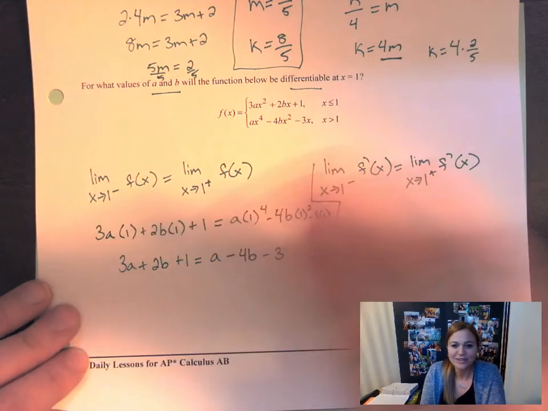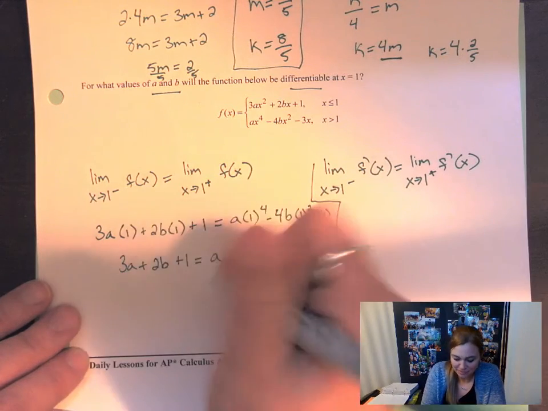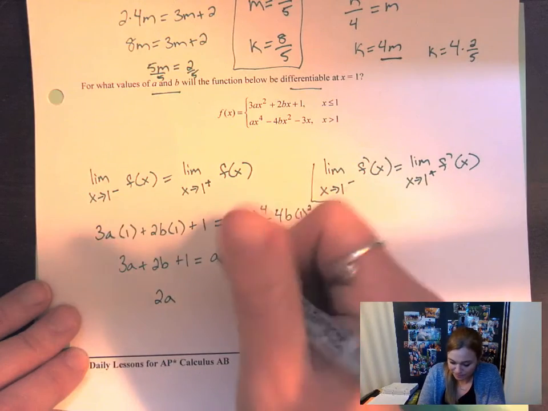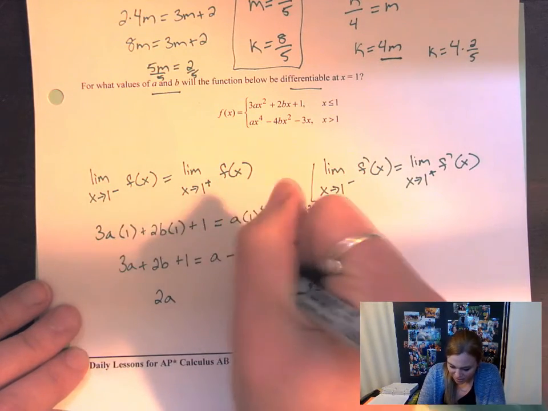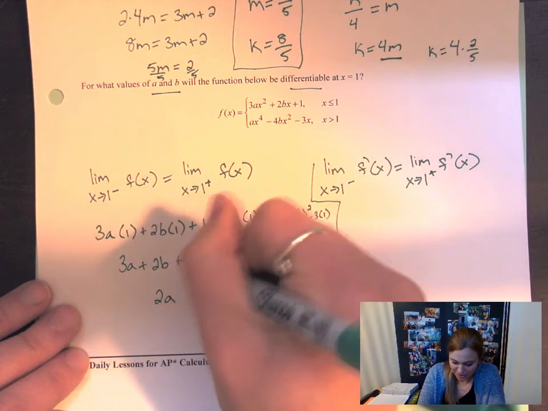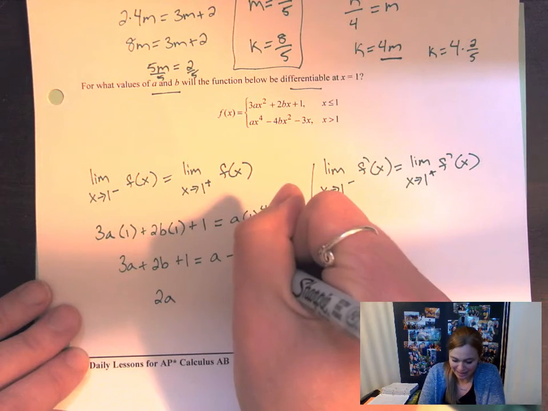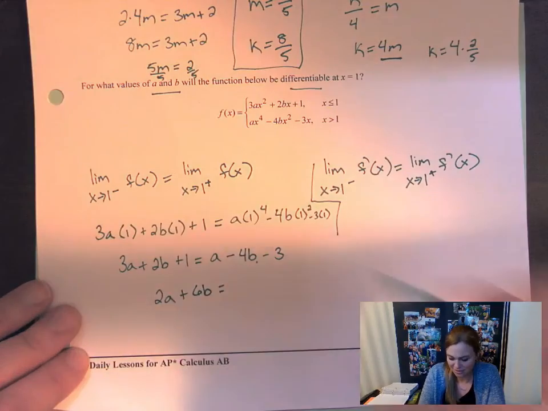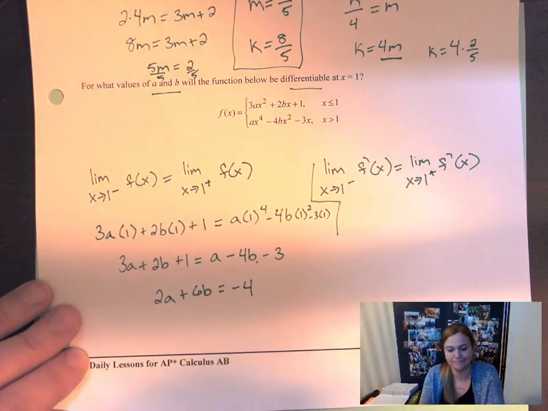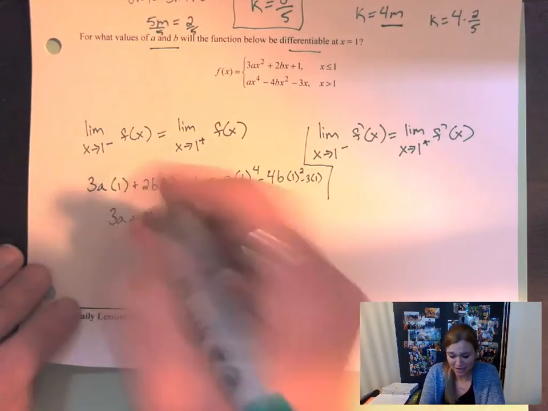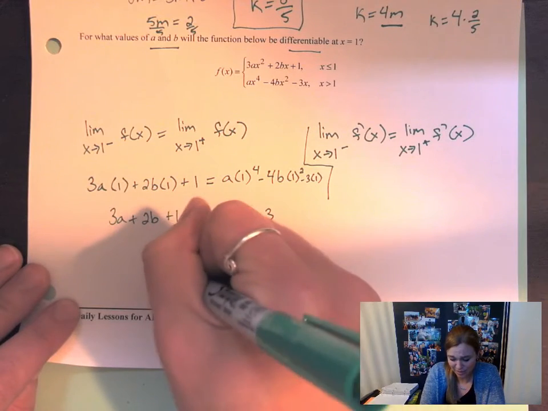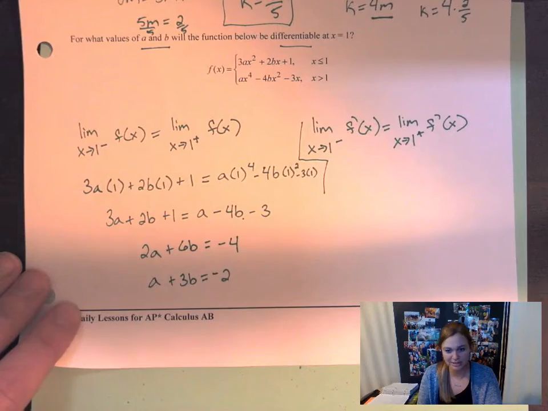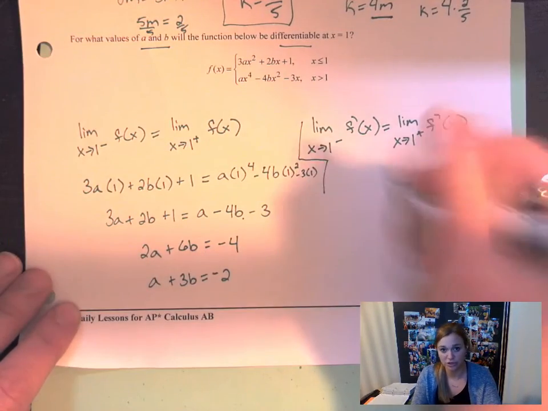And then I don't really need to do something else with this, but I'm just going to make it a little bit nicer. So I'm going to subtract a on both sides. I get 2a. I'll even put this on the same side, it doesn't matter. I'm going to add 4b on both sides. And I'll subtract this 1 on both sides. Good enough. And if I see this, I'm like, hey, all these things are divisible by 2. I could say a plus 3b is equal to negative 2. And then I'm going to stop there because I need to use this other function.